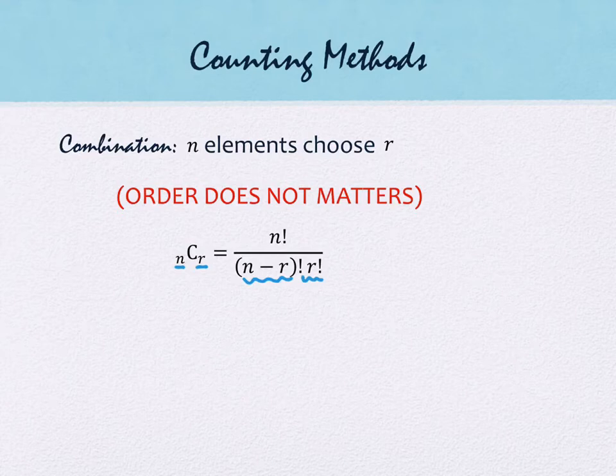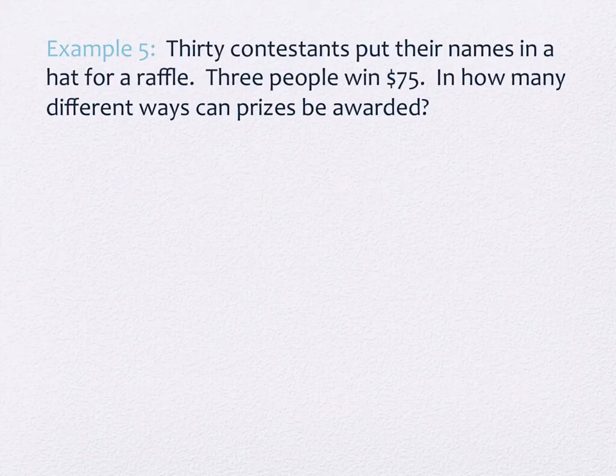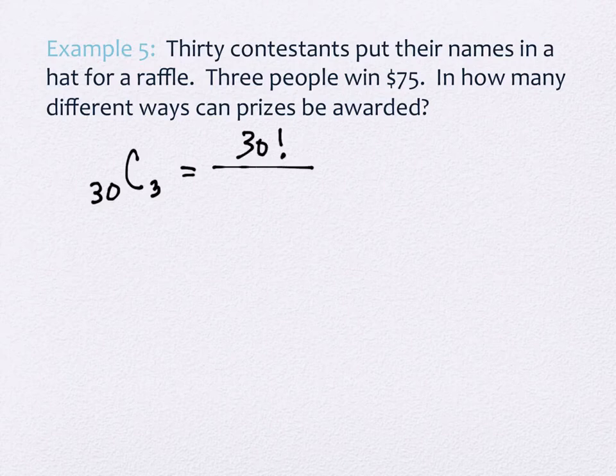Okay, so let's change my scenario with my raffle just slightly. I still have my 30 contestants, I still have 3 winners, but all 3 winners win the same thing. So now it doesn't matter if you're winner number 1 or winner number 3, your prize is the same. Your order doesn't matter. So this is a combination. I have 30 contestants, I have a combination choosing 3 of them. So I have 30 of them on top total, 27 that did not get chosen and 3 that did. So 27 factorial and 3 factorial.